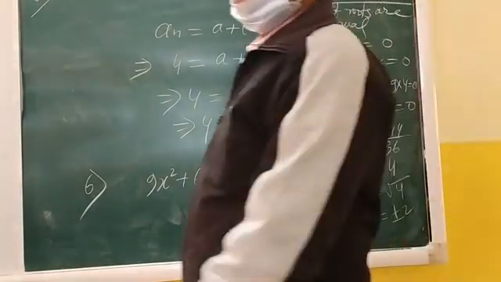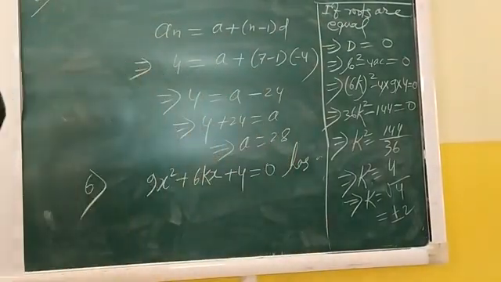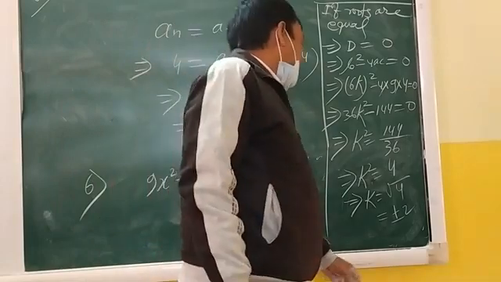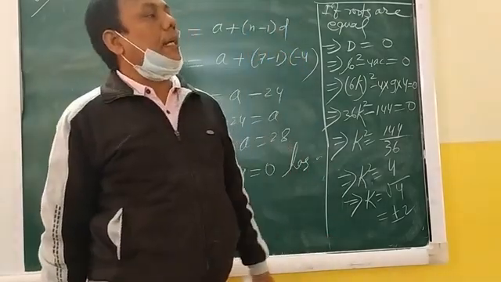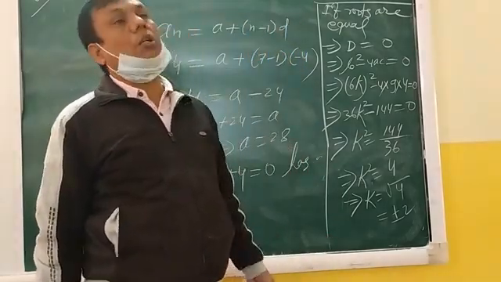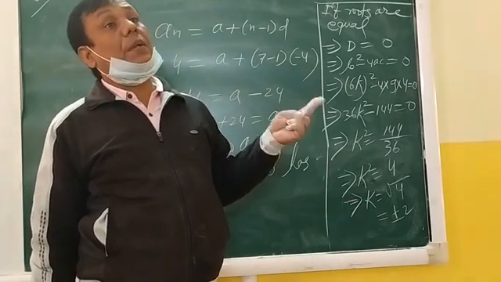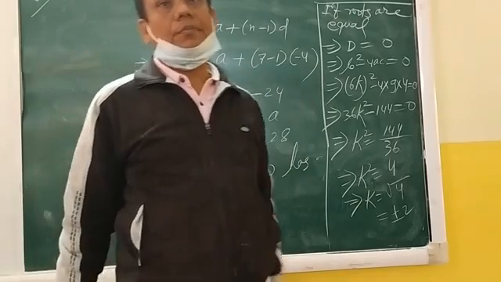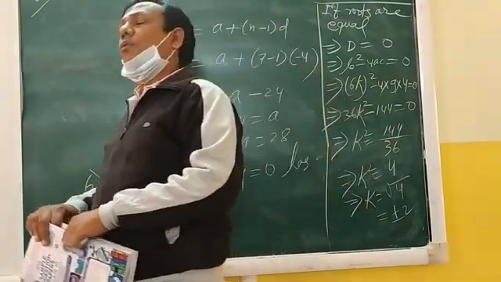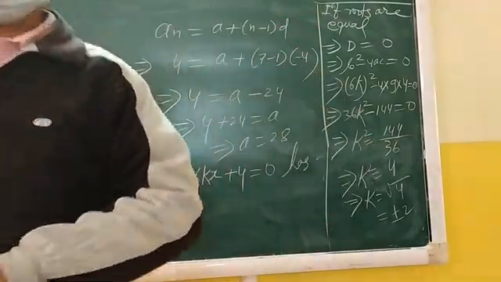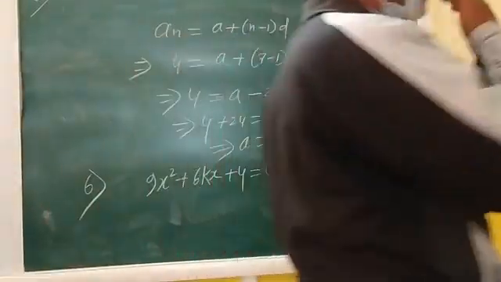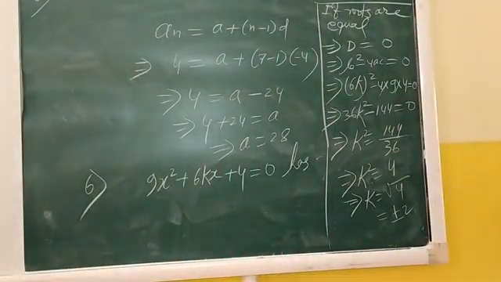Plus minus 2. See, sometimes we see that the students usually write k equal to under root 4 equal to 2 only. No, you have to write plus minus 2, because the value of any square root is always plus minus 2. Got it or not?